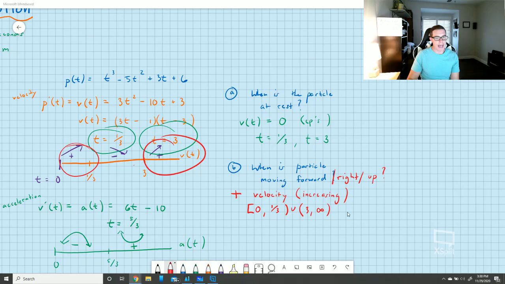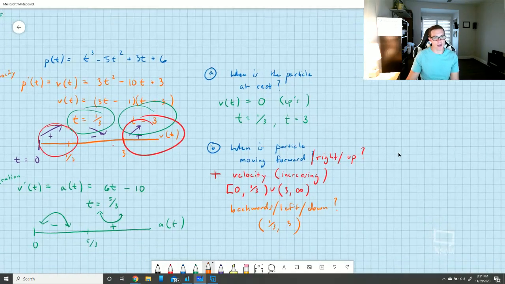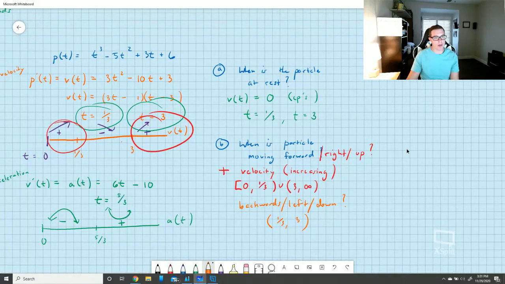Okay. So that's what's going on in terms of when the particle is moving forward. So when was it moving backward? Backwards, which means left or down, depending on which plane we're talking about. That would be from 1/3 to 3. So the velocity is telling you about when we are moving forwards or backwards, left or right, up or down.